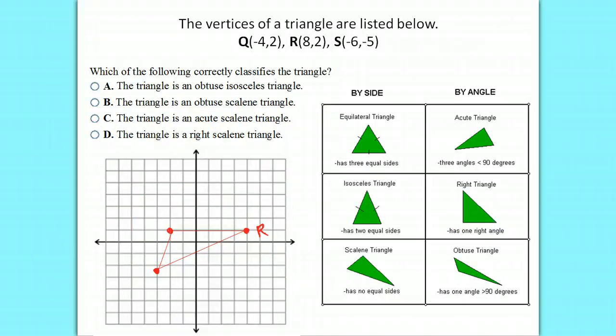The vertices of a triangle are listed below, and I've plotted them. So let's see, let's put in, and again, this one goes by a scale of 2.